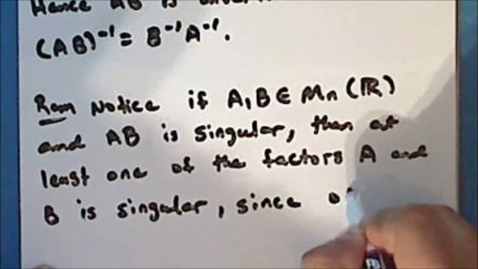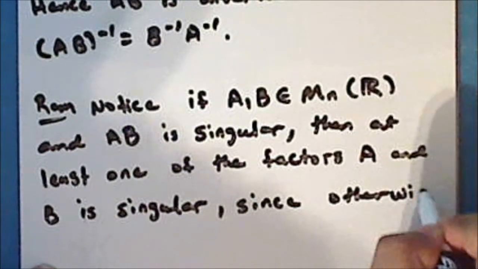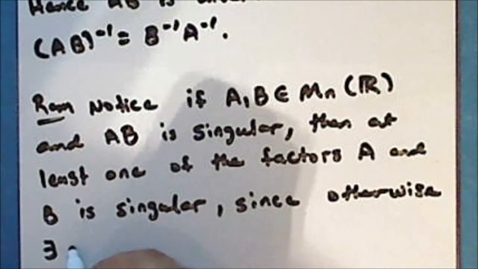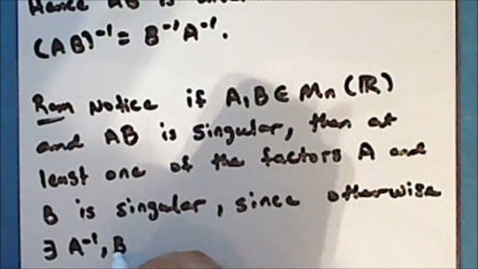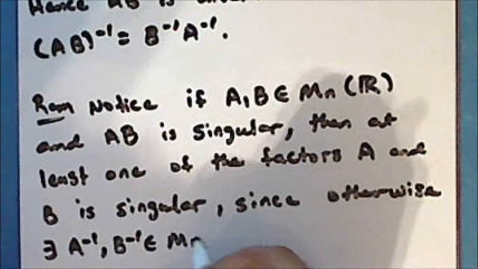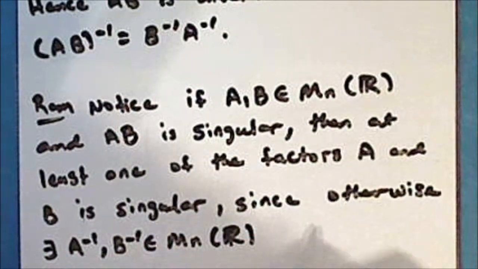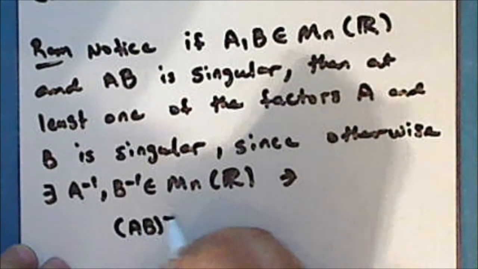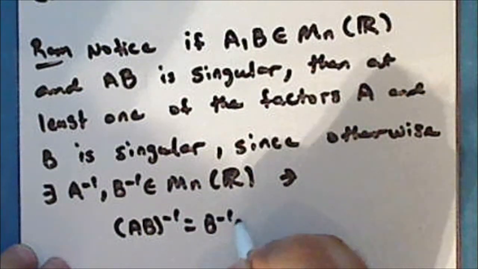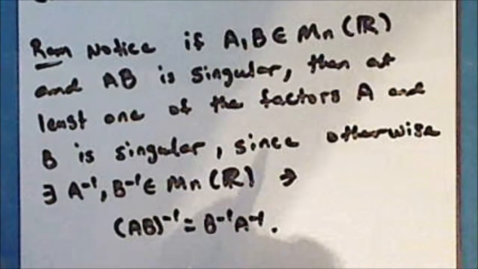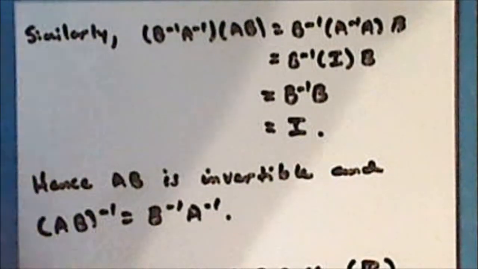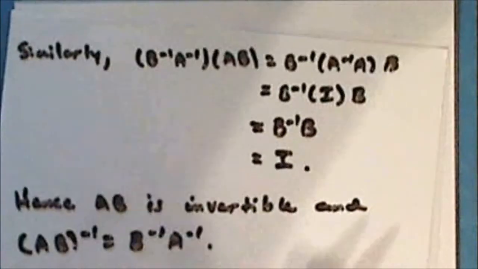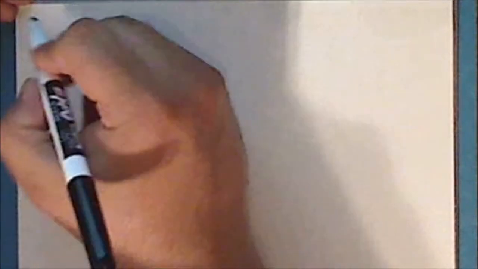since otherwise there exists the inverse of A and the inverse of B in the set of square matrices of order n, such that the inverse of the product is the product of the inverses in reverse order. Now we can extend this theorem to any arbitrary product, and we will prove it for a finite product as a corollary.